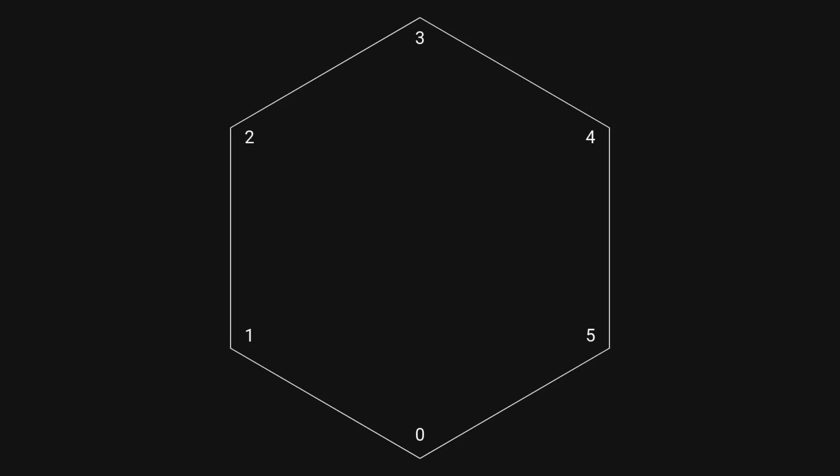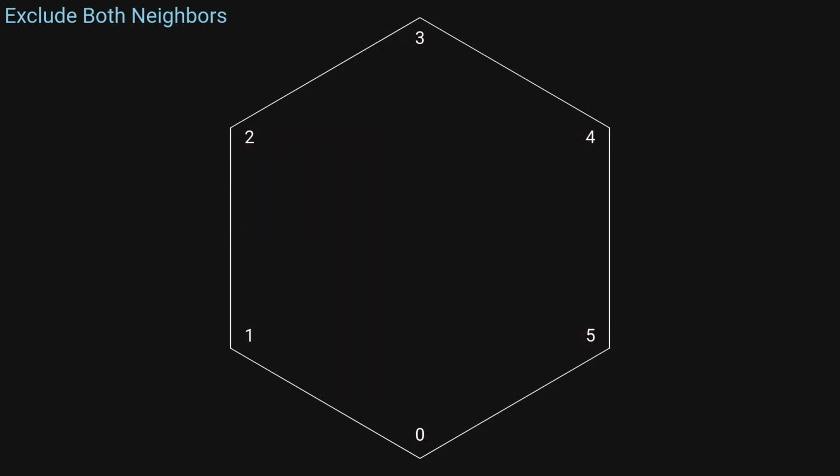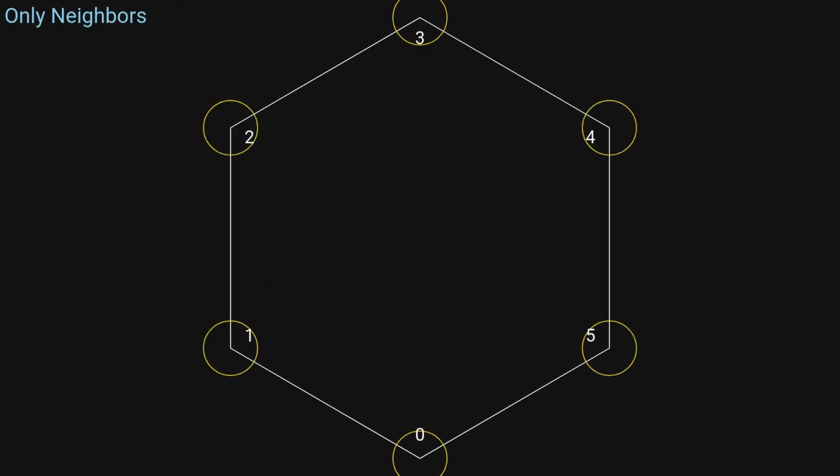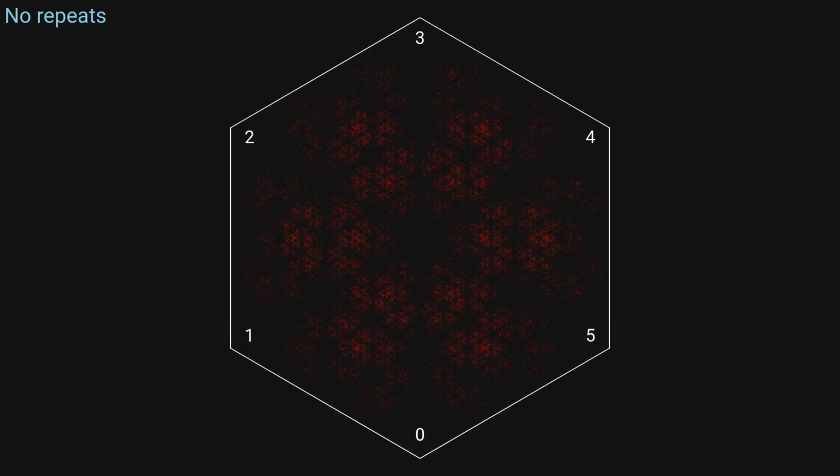For example, we could keep selecting random points, but decide to reject any vertex that is the left neighbor of the previous point. Or we could reject any vertex that neighbors the previous point at all. We could only allow visiting the previous vertex's neighbors. Or we could also disallow selecting the same vertex twice in a row. You see, adding a simple rule can have dramatic effects to the pattern produced.